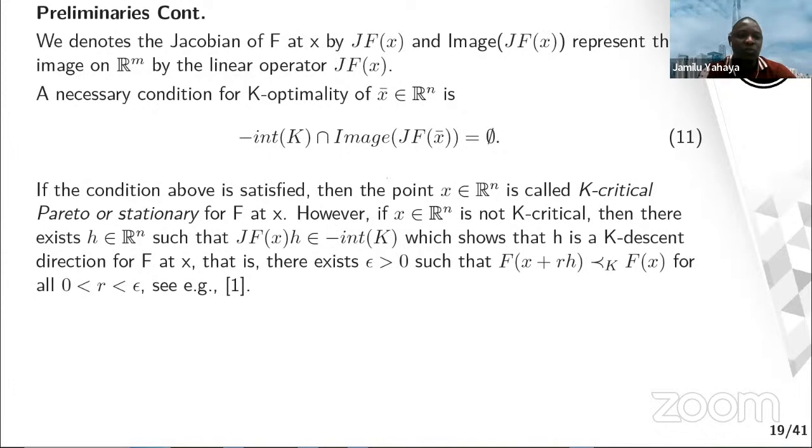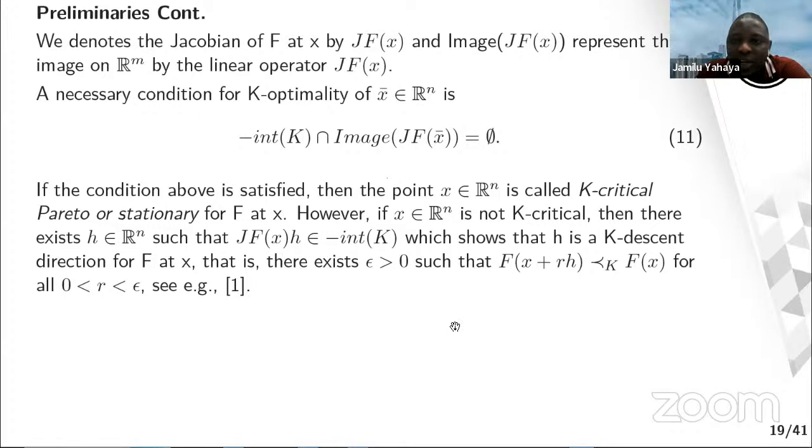The next thing we are going to see is the Jacobian. The Jacobian of F is denoted as JF(x), and the image of the Jacobian is represented as JF(x) as a linear operator. So one more important thing is the necessary condition for K-optimality of a point x bar in R^n, which is given by relation 11.